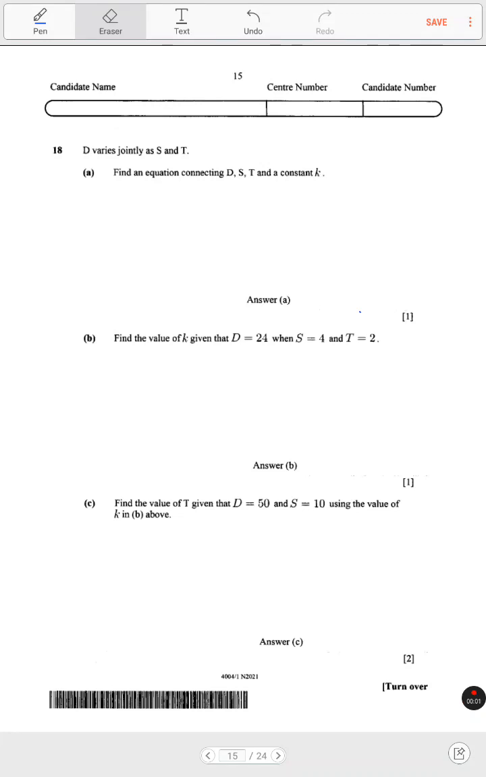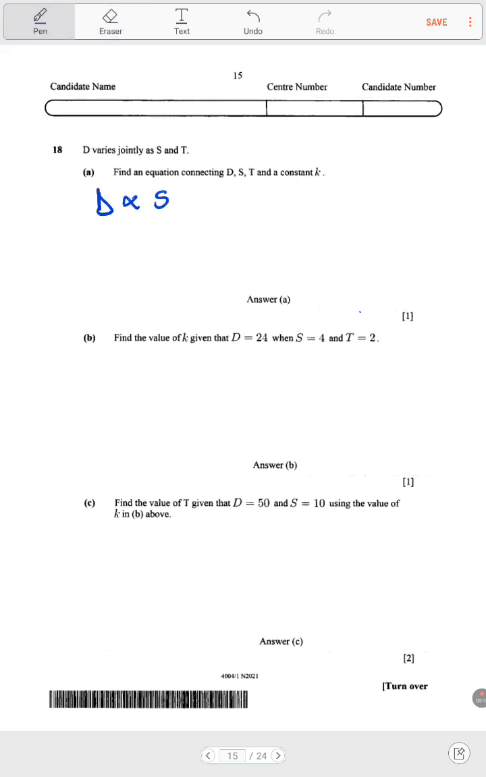To our lesson today. Today we are going to continue from number 17. From number 18. Number 18 reads, D varies jointly as S and T. So if we write that D varies jointly as S and T, that is the variation expression. And if you change that into an equation by introducing a constant, it will be D is equal to KST.